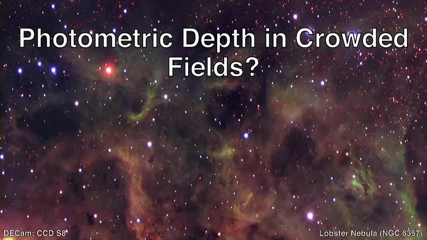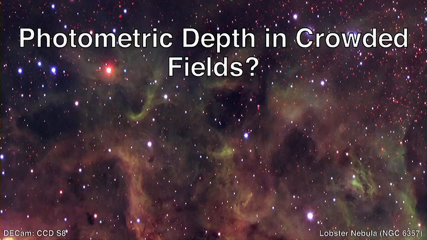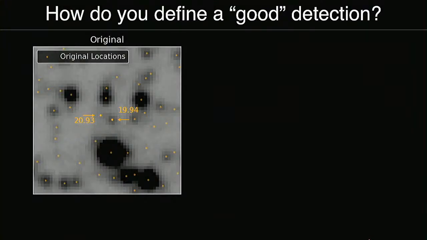OK, and the second question that came up in the context of DCAPS that is extraordinarily important for Roman and Rubin as they begin to spend more time in the galactic plane is how do we define photometric depth in these sorts of crowded fields? So the normal definition of photometric depth is the magnitude at which you expect to recover approximately 50% of the sources in the image at that magnitude. But that requires that you have some notion of what a good detection is, or what recovery means. And let me just try to show you that that doesn't really make sense in a crowded field.